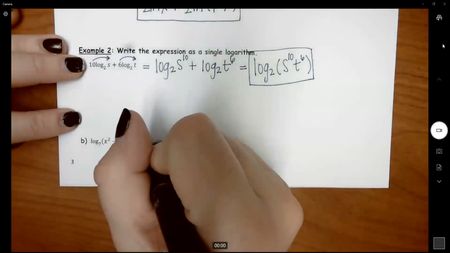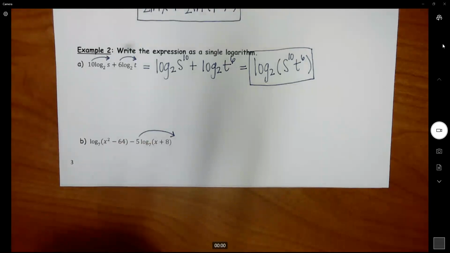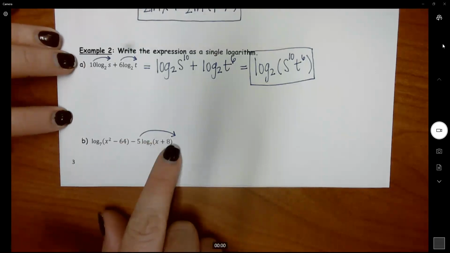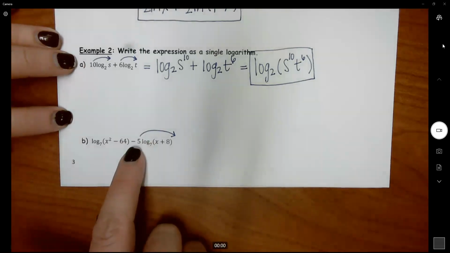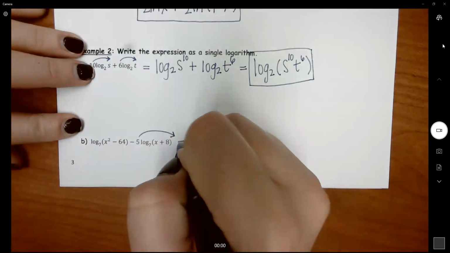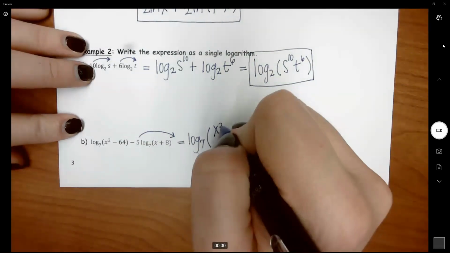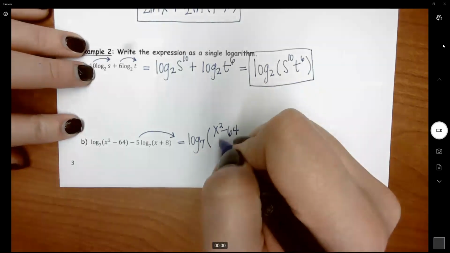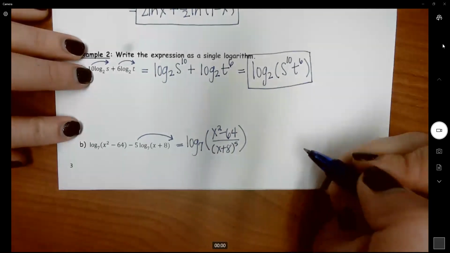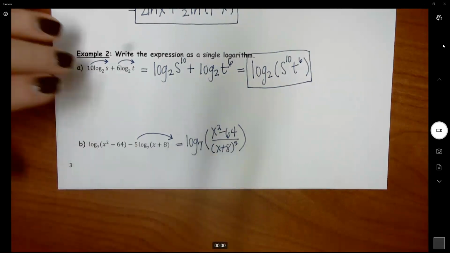So here I do have one factor, so I am going to move this up. And I'm going to kind of do this all in one swoop here, okay? So I'm going to move this 5 to become to the 5th power, and then I have a minus here, which means I'm going to be dividing these log base 7s. So we've got log base 7 of x squared minus 64 over x plus 8 to the 5th power. I know I'm dividing these two here because of this minus, and that 5 comes up as an exponent.